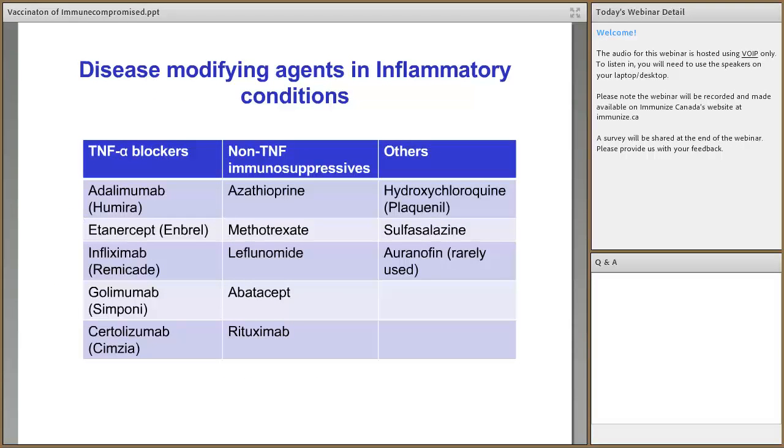And let me just tell you a little bit about the agents that are used in inflammatory conditions. I've divided these into 3 columns here. There are TNF-alpha blockers, non-TNF immunosuppressives, and then others. Basically all of these are immunocompromising except for the others category, which don't have significant immunocompromise from a vaccine perspective. If we look at the TNF-alpha blockers, these are your monoclonal antibodies. This is a very short list, but there are several similar antibodies now on the market, and more of them are added all the time. So it is important to ask if somebody with inflammatory conditions is receiving any of these TNF-alpha blockers.